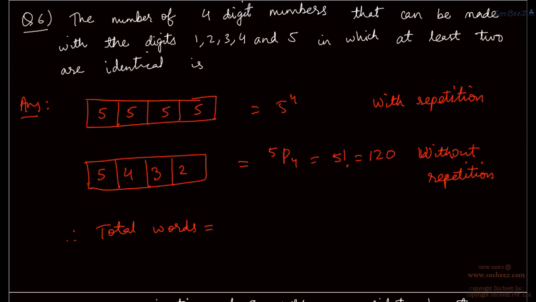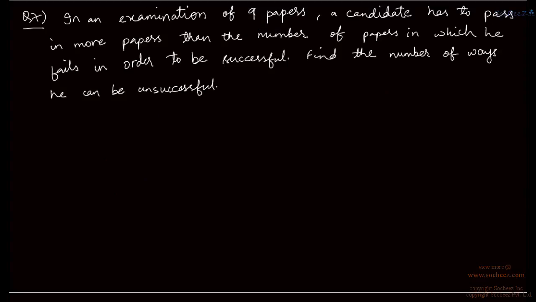Hence, the total number of words we have is what you get when you subtract the without repetition cases from the with repetition cases. So 625 minus 120, which gives us 505. Right? So there are 505 words which can be formed with at least repetition of 1 digit. Okay.